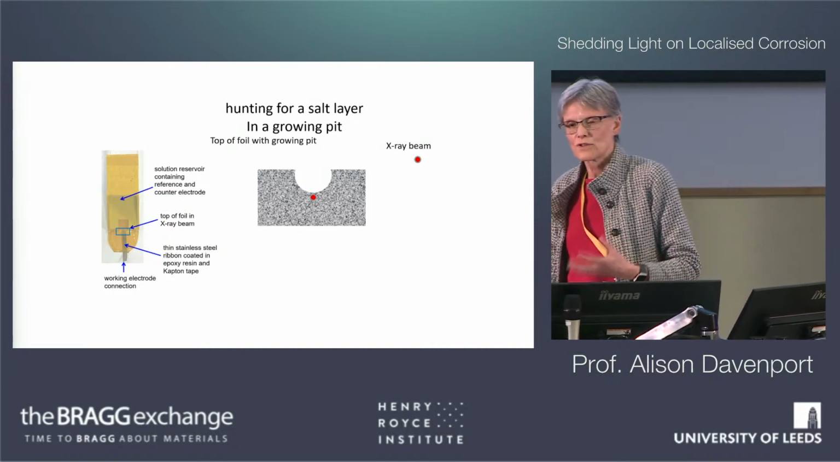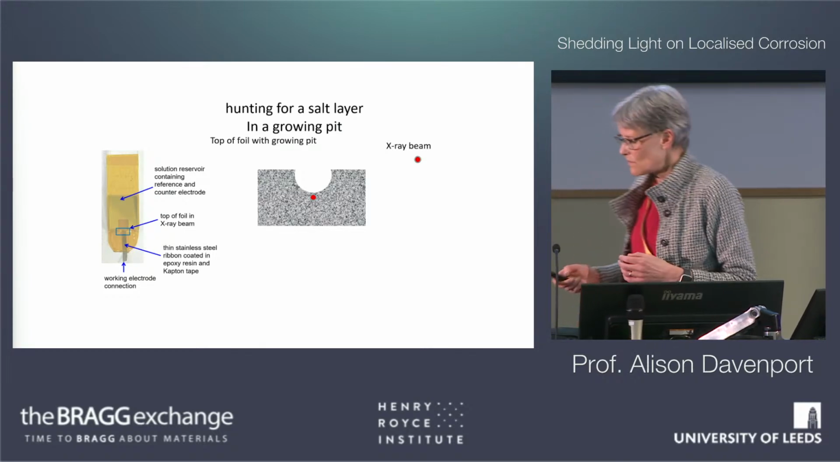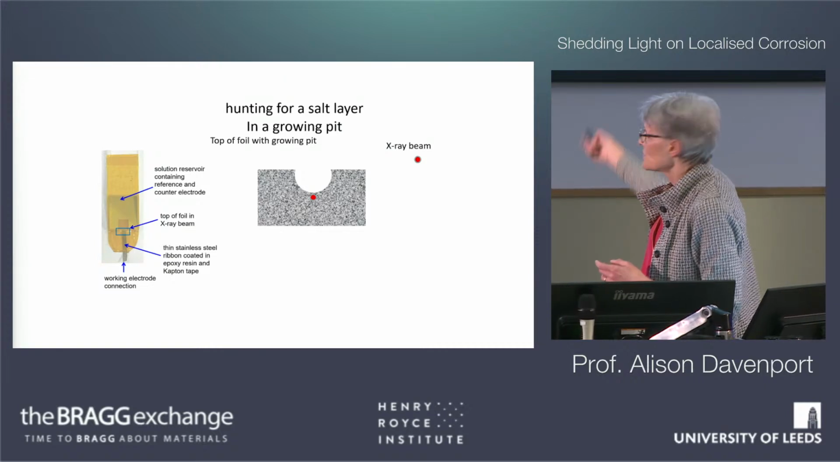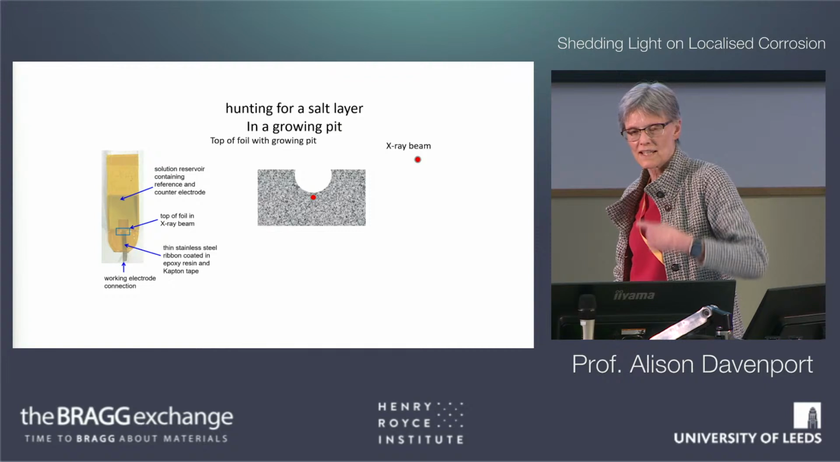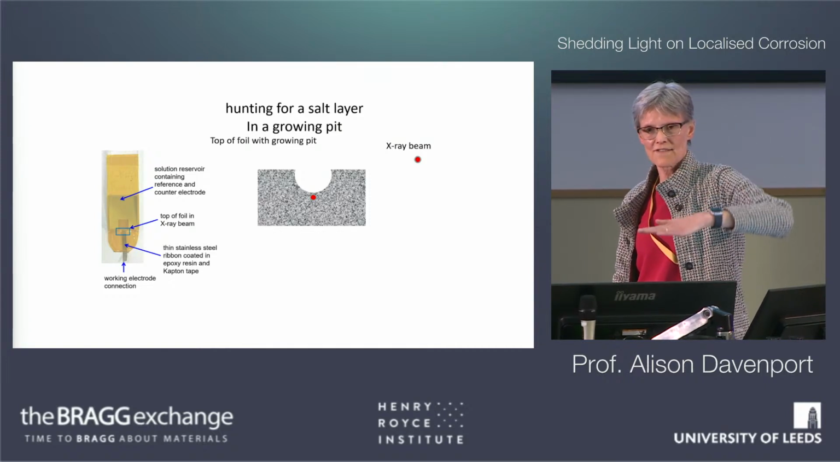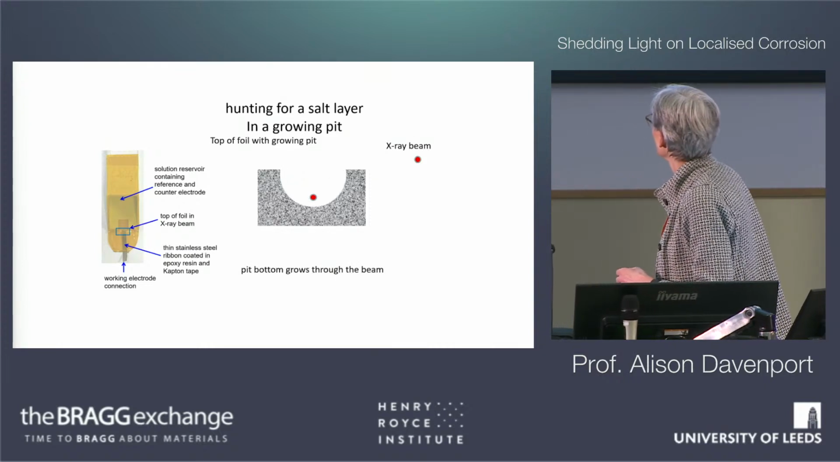So therefore, we took the same pit experiment that I showed you about growing the shape of it, but then we jiggled it around a bit so that we could put a diffraction beam and then corrode the pit through the beam. So if there was a salt layer there, we could see it. And so you can see it sort of grows through it like that.